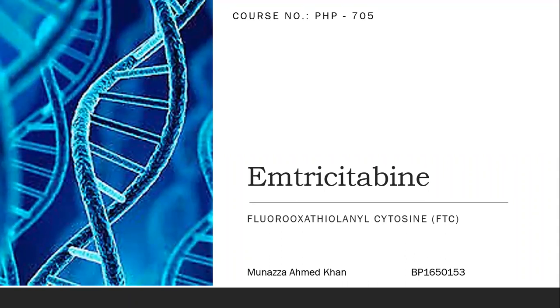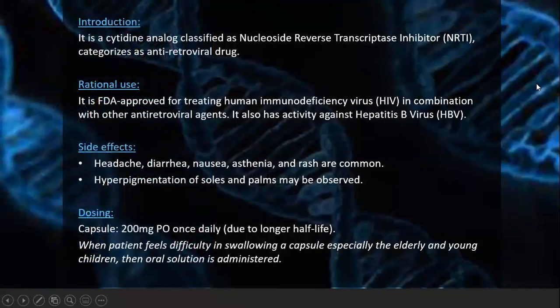The drug is abbreviated as FTC because of its chemical name, which is fluorooxathiolenyl cytosine. It is basically a cytidine analog classified as a nucleoside reverse transcriptase inhibitor, or NRTI in short. It is categorized as an antiretroviral drug. Rational use: it is FDA approved for treating human immunodeficiency virus in combination with other antiretroviral agents. It also has activity against hepatitis B virus.